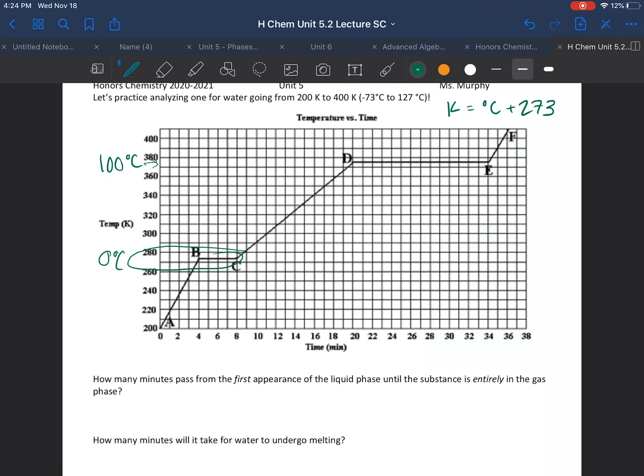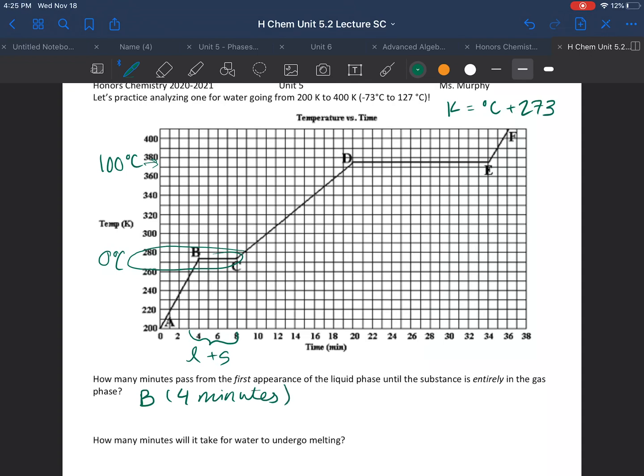All right, first question here. It's asking how many minutes pass from the first appearance of the liquid phase until it's entirely into the gas phase. So the segment that we're talking about is when it first appears in liquid, right here. This is where we're just getting an introduction of liquid. Because remember, during this plateau, you have both a liquid plus a solid. So B is where we're going to focus as our beginning. And so if we look where this lines up at 4 minutes.